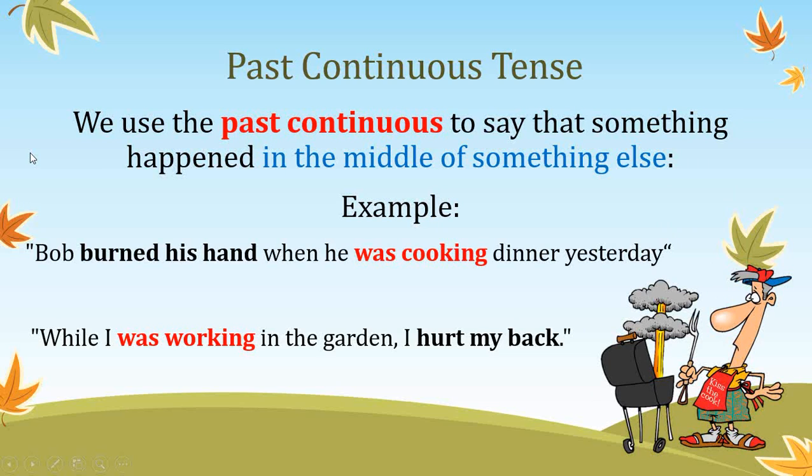We use the past continuous to say that something happened in the middle of something else. For example, Bob burned his hand when he was cooking dinner yesterday. Okay, so this happened, that Bob burned his hand when this was happening, when he was cooking. These two things happened at the same time.